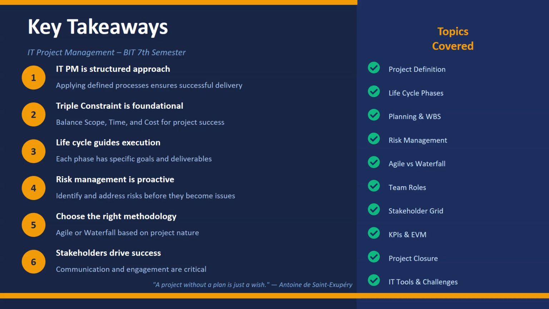To sum up, IT project management is a structured approach using defined processes. The triple constraint of scope, time, and cost is foundational. The project lifecycle guides execution, and risk management is proactive. Choose the right methodology and engage stakeholders for success. Remember, a project without a plan is just a wish.